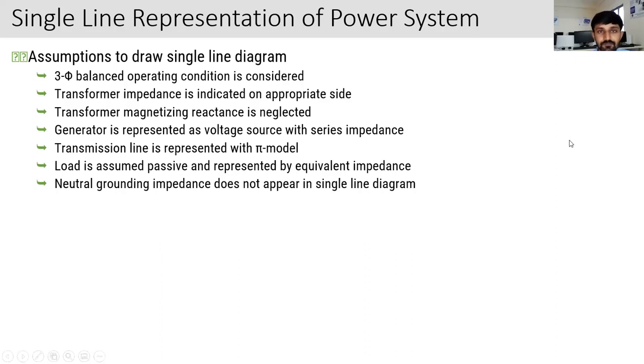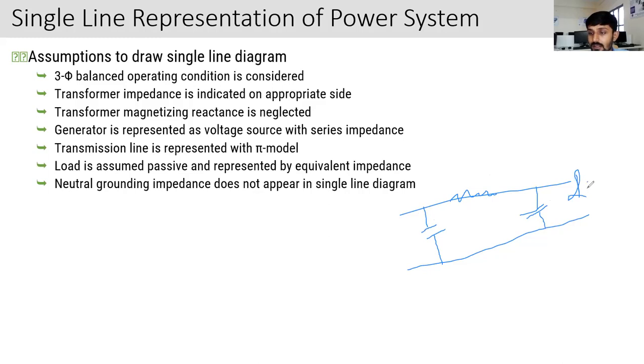I will draw it so you can easily understand. This is a transmission line. We denote the whole transmission line impedance in the middle of the line, and half of the capacitance is denoted at the sending end and the other half of the capacitance at the receiving end. This is the receiving end, and this is the sending end.